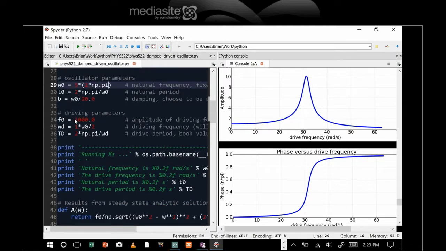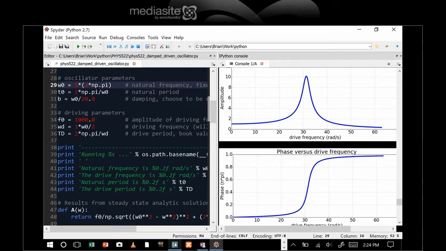Then these are my drive parameters. I'm going to use 1,000 newtons. Let me first plot the amplitude and the phase as a function of frequency. This is the drive frequency in radians per second. You notice it stays here, peaks here, and goes down to 0. This frequency here corresponds to the actual natural frequency of the oscillator. So you get this peaking effect at the natural frequency.